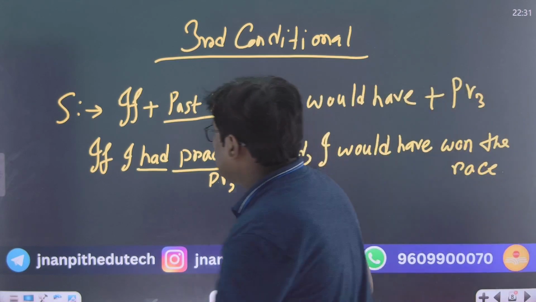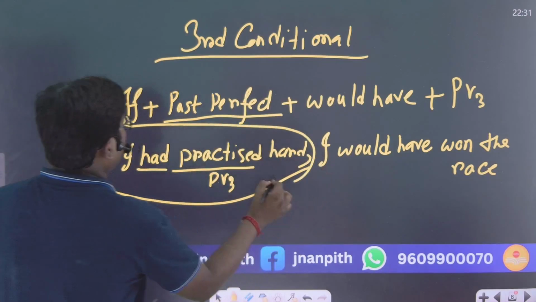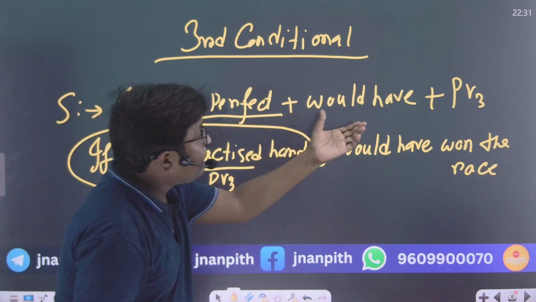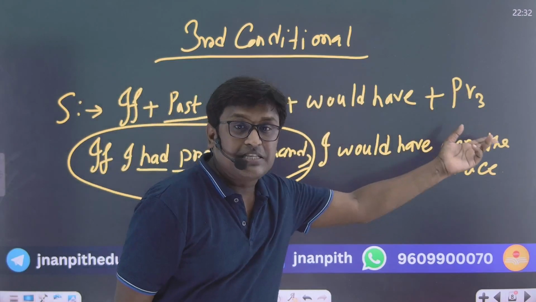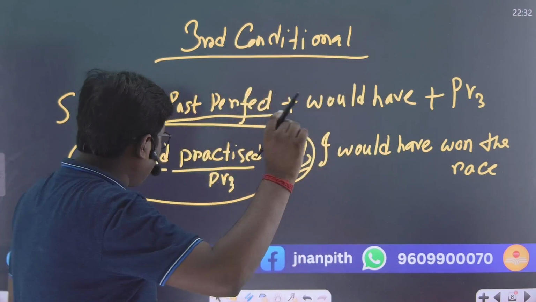So the if clause is in past perfect. That is what we said earlier, and the remaining part will use would have plus the third form of the principal verb. So that is the structure of third conditional. One more example, please.